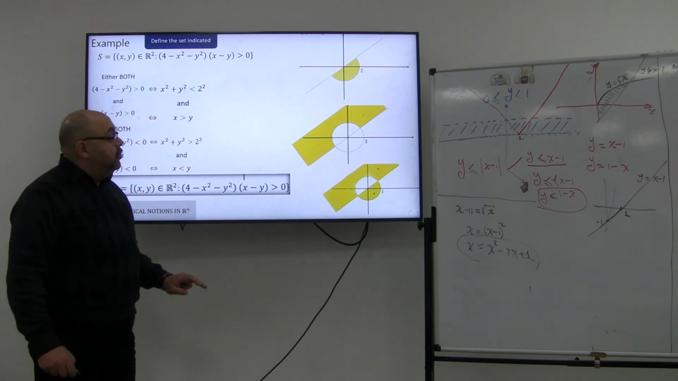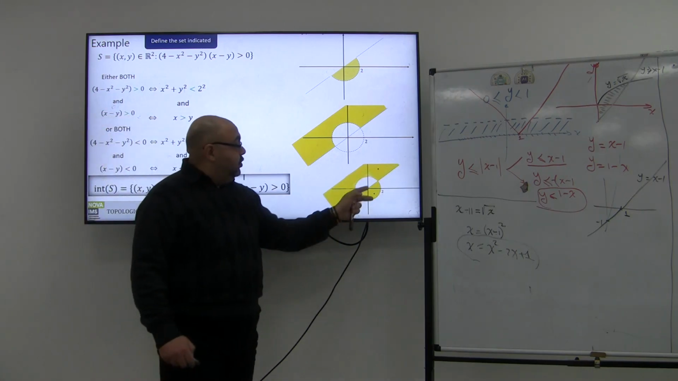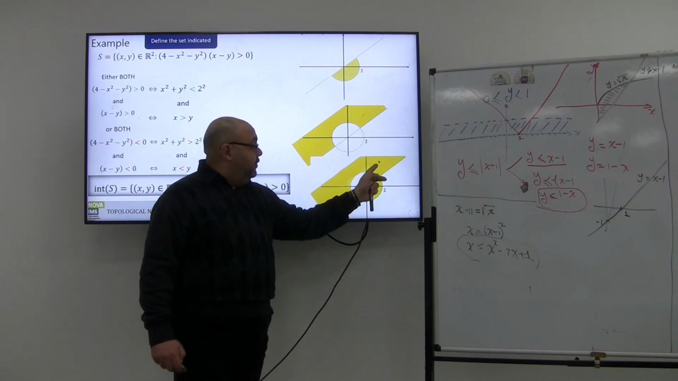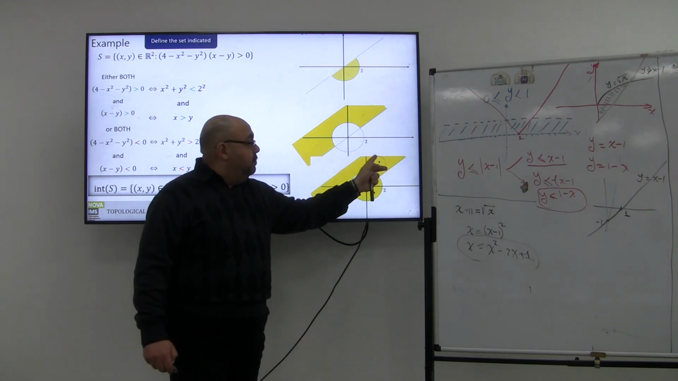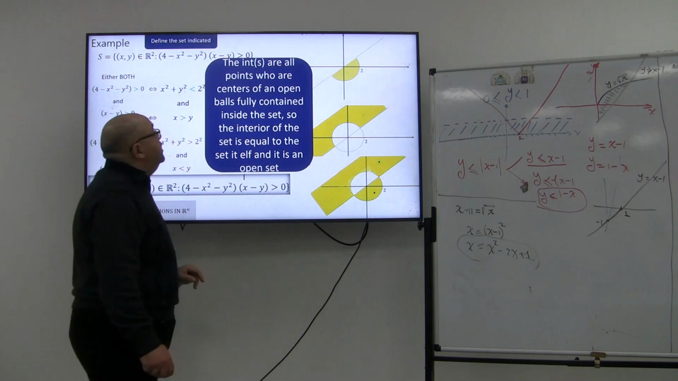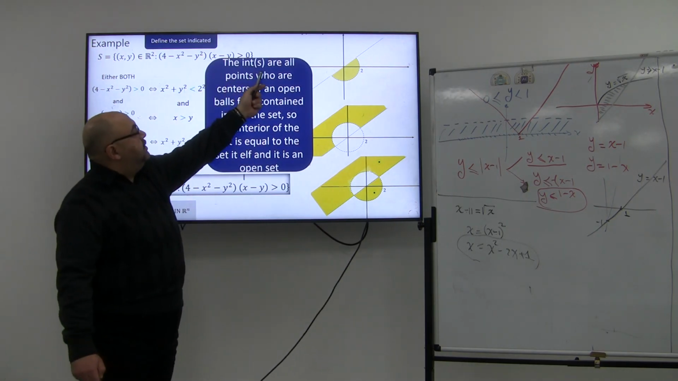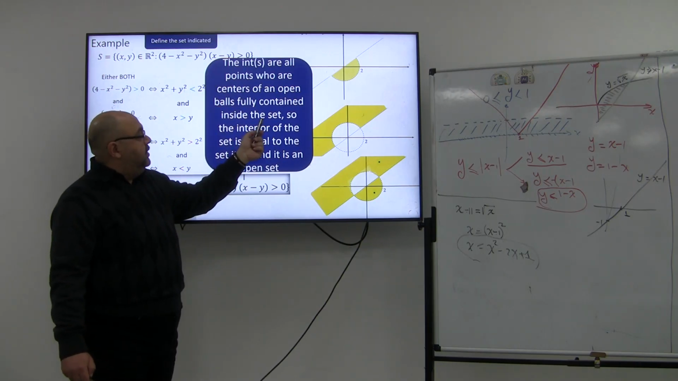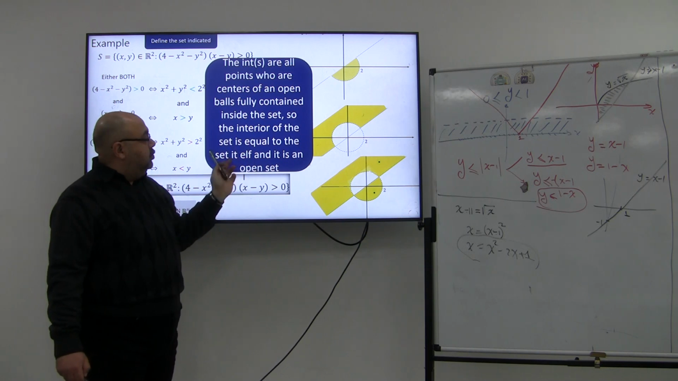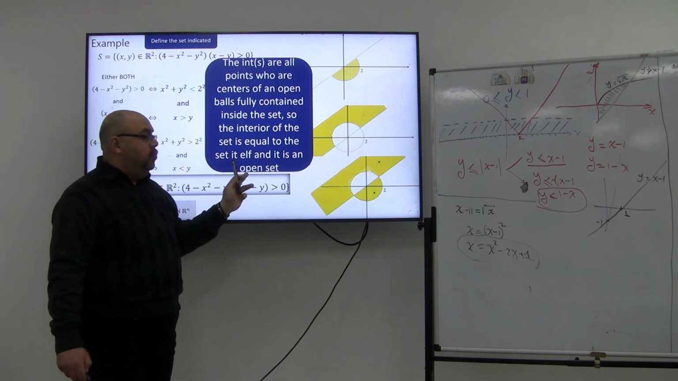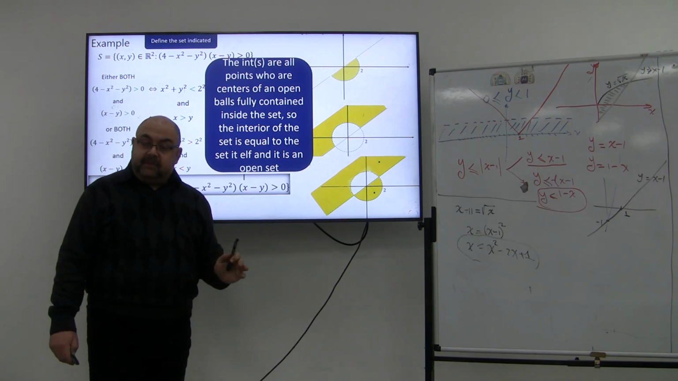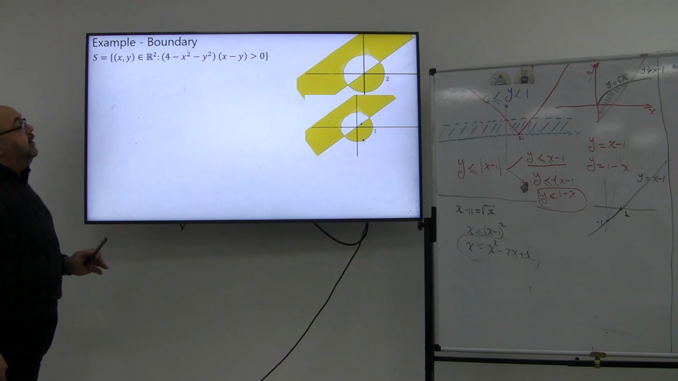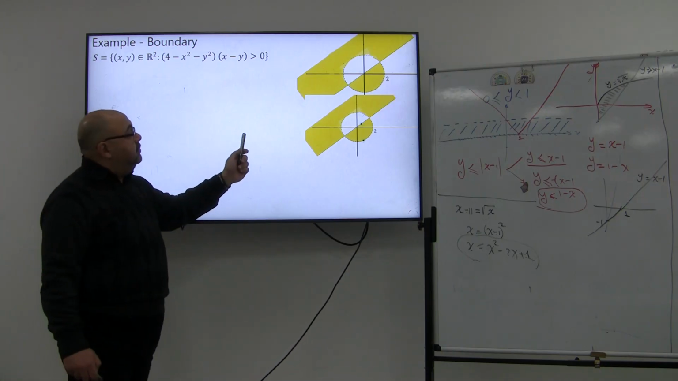Okay, very good. For the 2 points, be careful, these points belong to the interior of your set. These points have their neighborhood completely contained, so they belong to this set. The interior of S is all points who are centers of open balls fully contained inside the set, so the interior of the set is equal to the set itself, and it is an open set since this is satisfied. Okay.